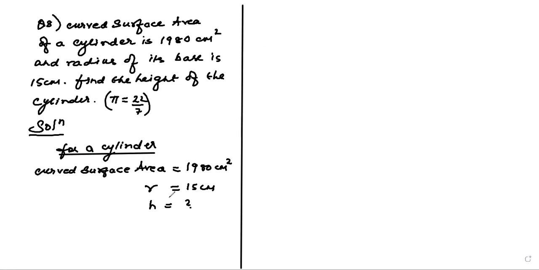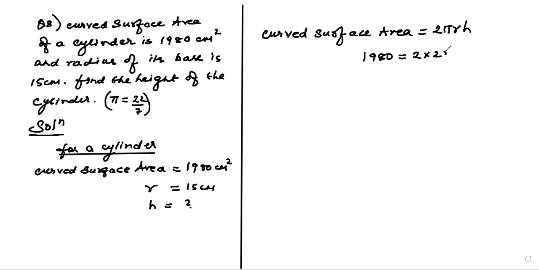So naturally, there is no formula for height, but curved surface area is given and curved surface area has a formula. So that itself is a hint. You have to use the curved surface area formula. Curved surface area is equal to 2 pi r h. 1980 is equal to 2 into 22 upon 7 into 15 into h.